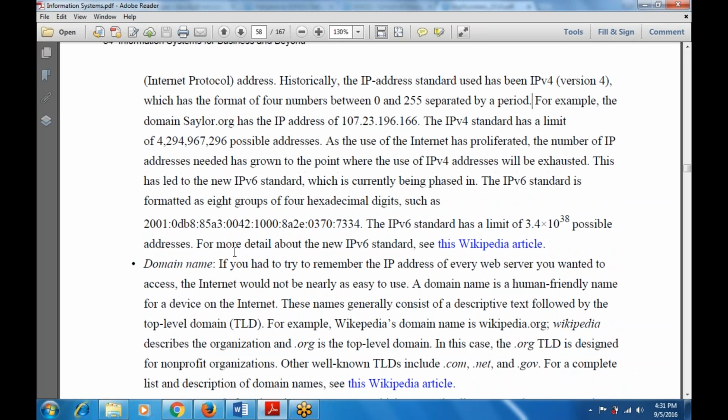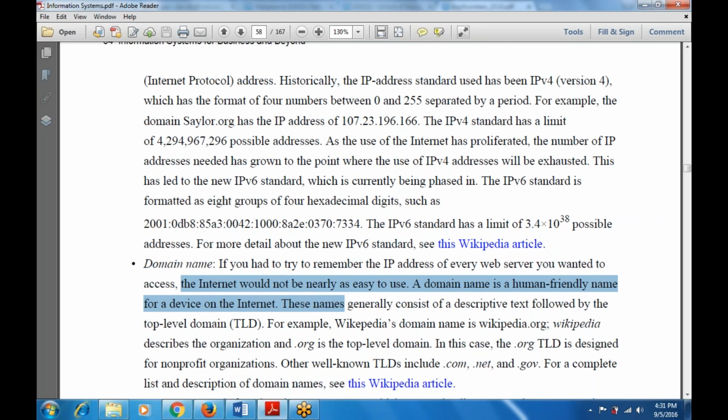The next one is the domain name. If you had to remember the IP address of every web server you wanted to access, the internet would be nearly impossible to use. So names have a human-friendly nature. This name is a descriptive word followed by the top-level domain, that is the TLD.